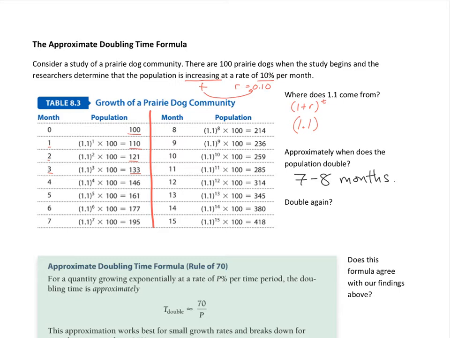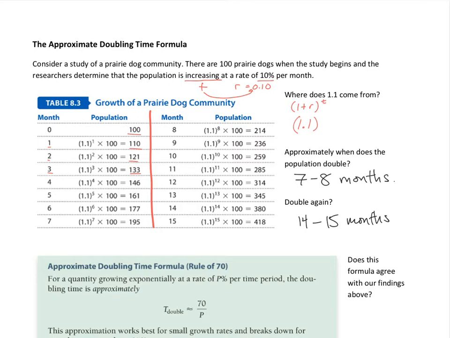Then we are looking for the population to double again. The time it takes to double from 100 to 200 is between 7 and 8 months. If you wanted it to double again, we would have to go from 200 to 400, because when you double 200, you get 400. If you look right down here at months 14 and 15, there is the second doubling. It is somewhere between 14 and 15 months.